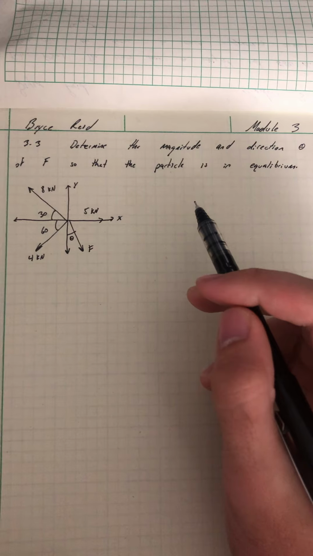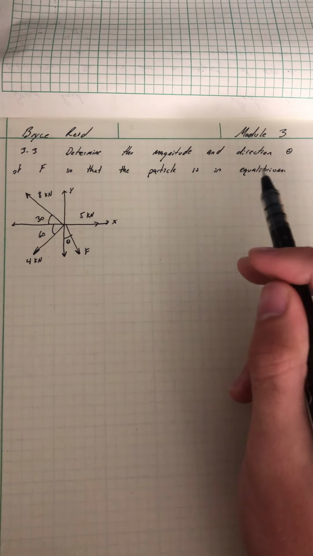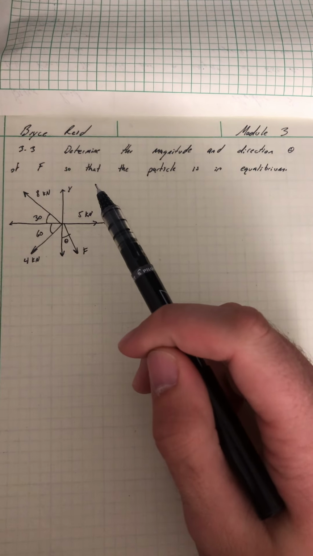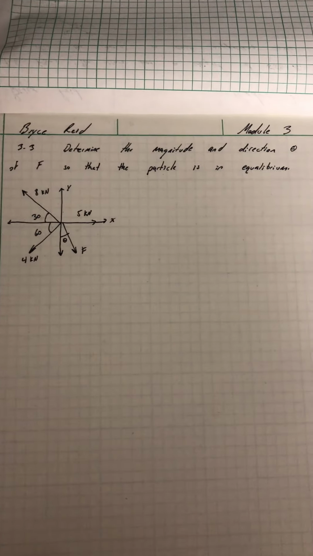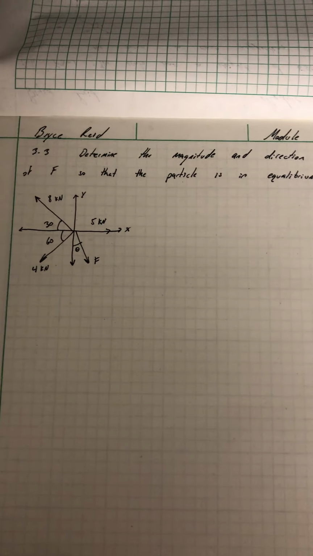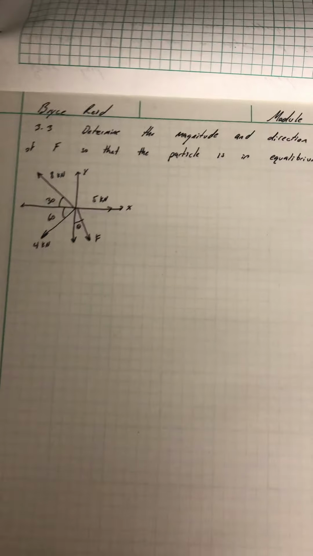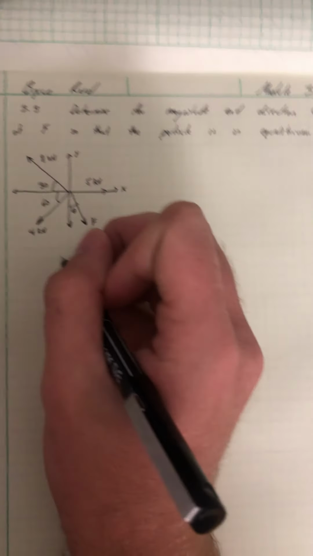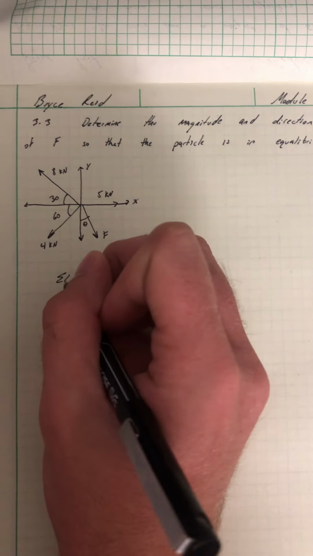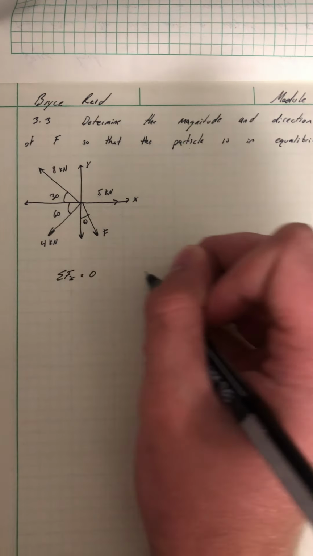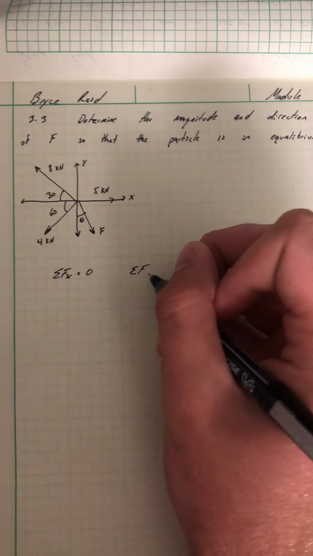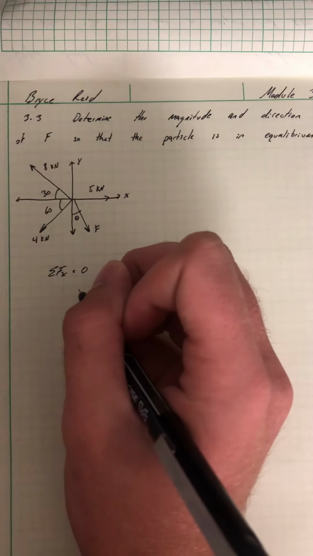Our next problem is going to be problem 3.3, and it asks to determine the magnitude and direction of the angle theta of F so that the particle is in equilibrium. So we're going to try to make all of our forces equal 0 in the X and Y direction. So the sum of F of X equals 0, and the sum of F of Y equals 0.